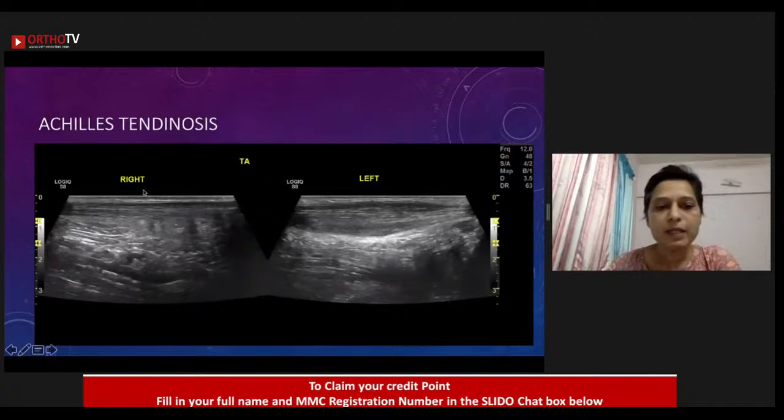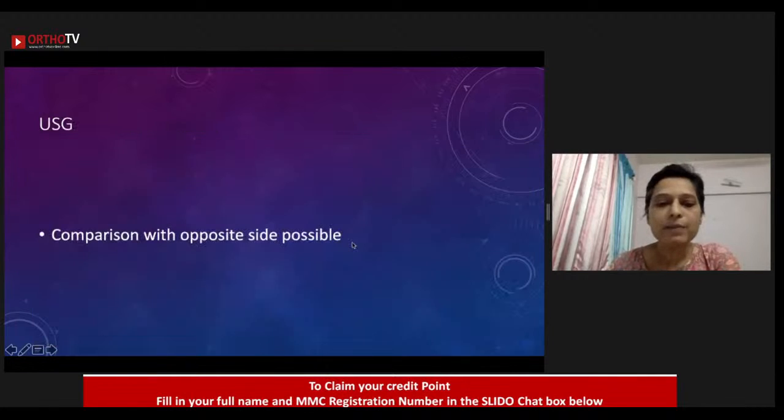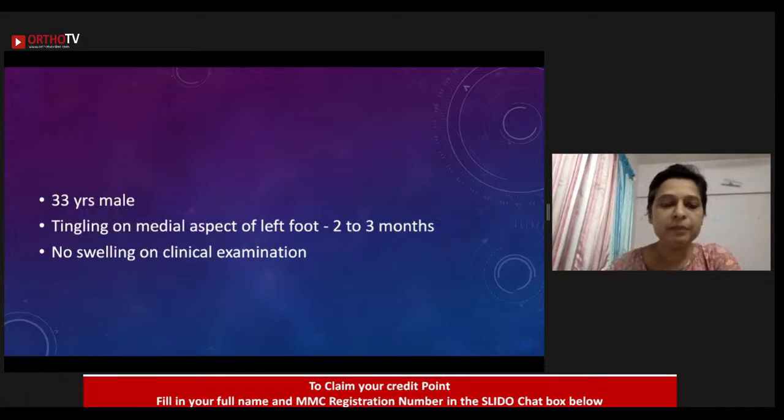This is the tendo Achilles. This is the normal side, right side. The tendo Achilles looks very normal. And this is the left side. The patient was complaining of swelling and pain on his left heel. This is the tendo Achilles, which is fusiform, degenerated and inflamed. You can see this is the right normal side and this is the left abnormal side. So ultrasound many times helps to compare the pathological side with the normal side.